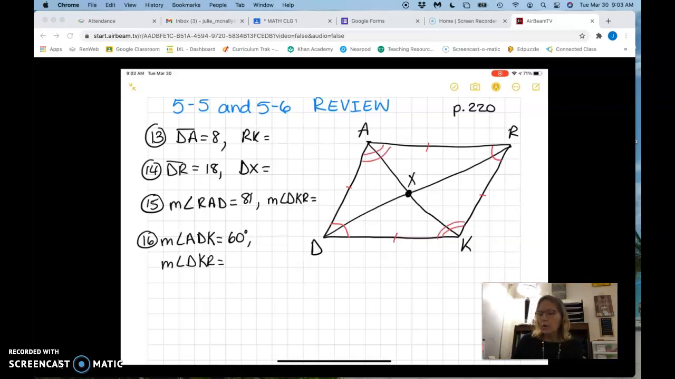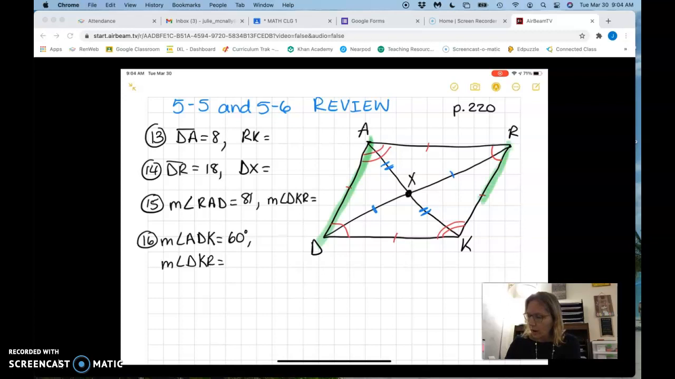All right, I also know that the diagonals bisect each other. I know it doesn't look like it in my picture, but use your imagination. So this one is the same size as this one, and this one is the same size as this one, okay? And then I'm just going to look at the information they give me and answer the question. So number 13 says DA equals 8. So if DA equals 8, how much is RK?